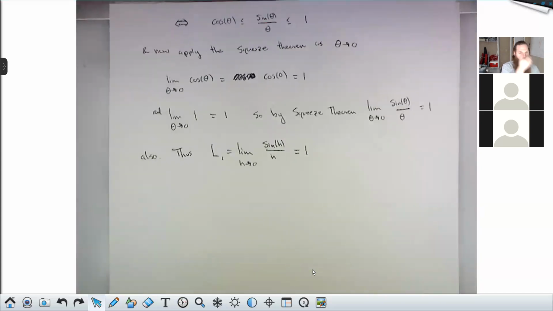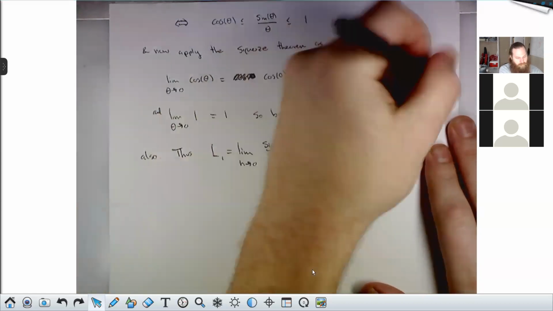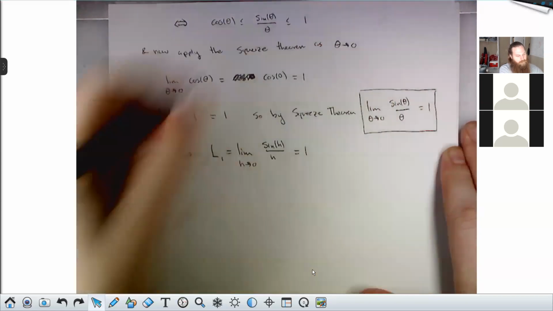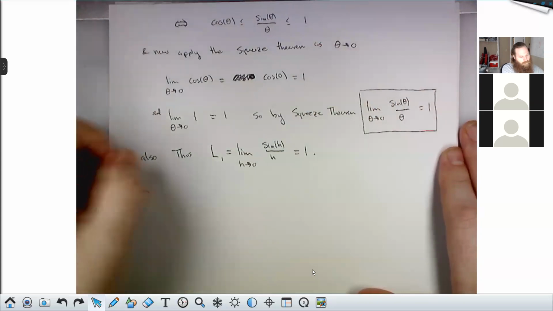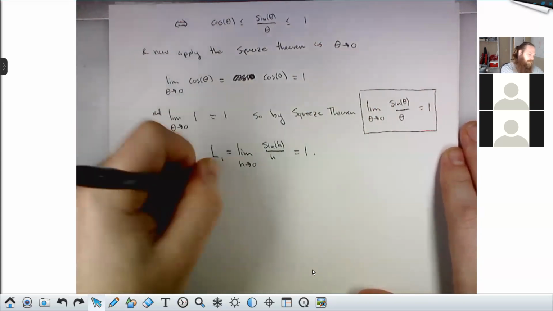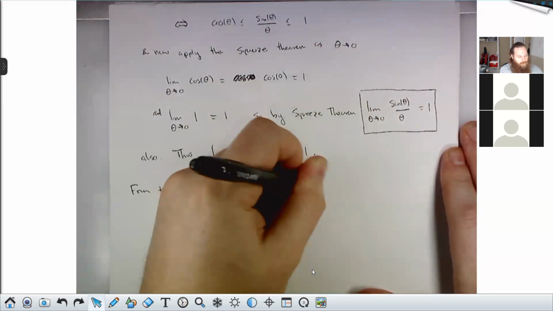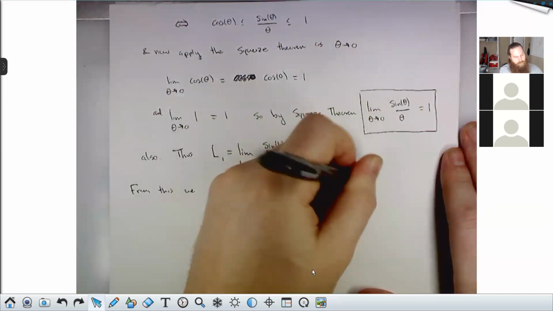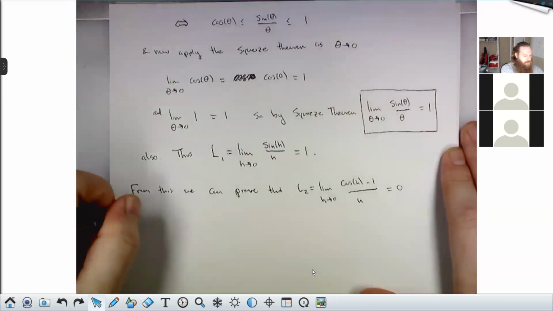There are some homework problems this week that will ask you to use this limit to cook up other limits. And one example of a thing like that is how I get L2. So from this, we can prove that L2, which was the limit as h goes to 0 of cosine of h minus 1 all over h, is equal to 0. Here's the proof.